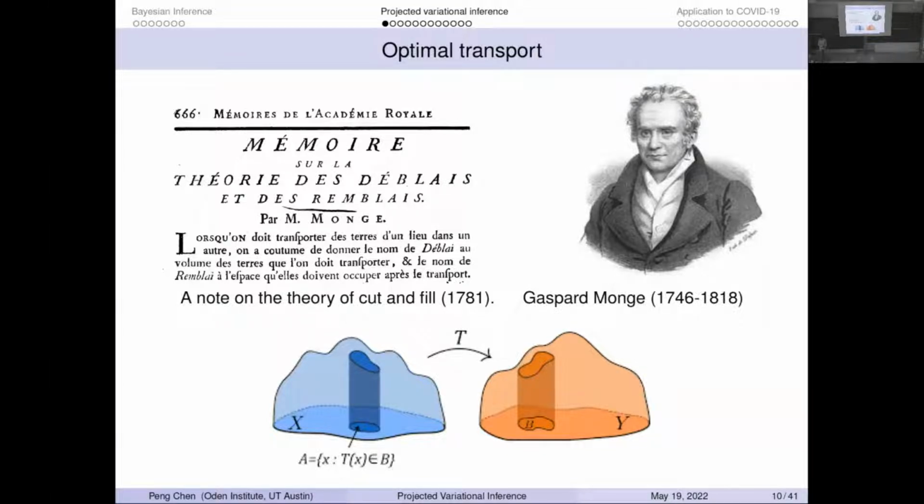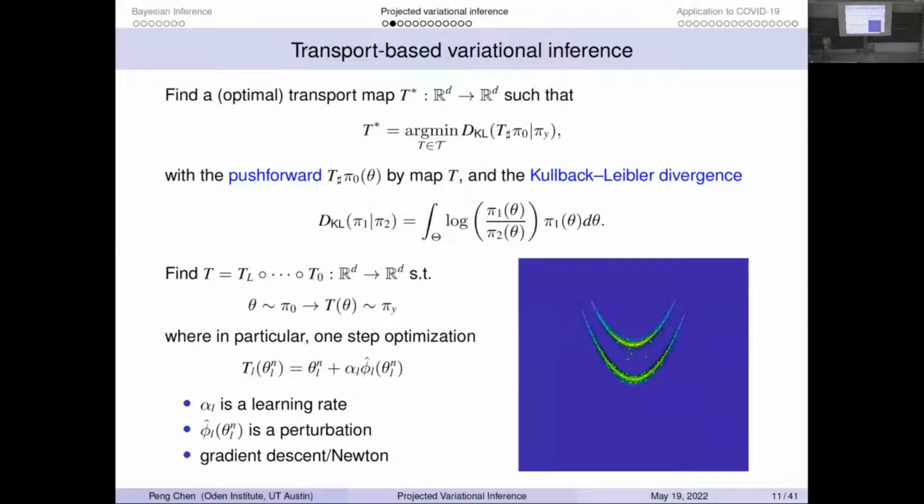Essentially, it's based on the optimal transport idea. You want to move a pile of earth or dirt from one location to another location by a transport map T, in a very simple illustration. To move this pile of dirt to another place, you want a minimum cost. So this is the optimal transport optimization problem with respect to the computational effort or the energy. Mathematically speaking, in the Bayesian inference framework, we want to find an optimal transport map T star from R^D to R^D, where D is the dimension of the parameter. We want to minimize a certain difference between the push-forward map T sharp of pi 0, the prior, and the posterior pi y. This is measured by the Kullback-Leibler divergence, the KL divergence.